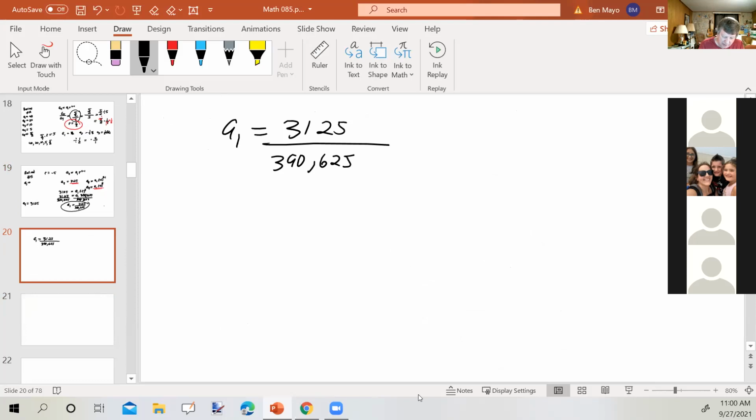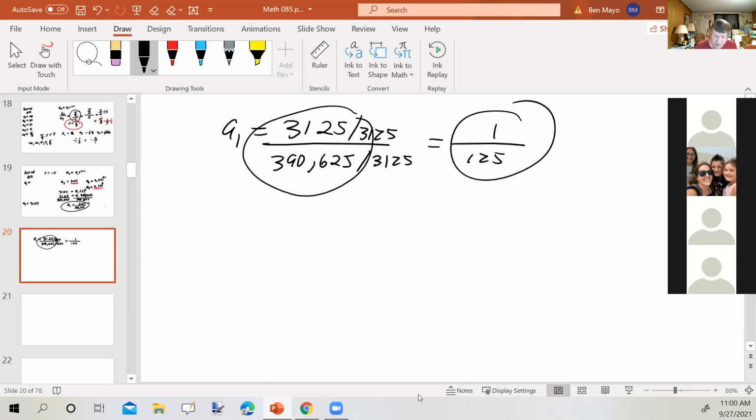So I'm going to take the denominator divided by 3125, and it does. So this divided by that is 125, and the numerator divided by that is 1. So basically, I can reduce that down to that. Now, would WebAssign accept this answer? I don't know. I wouldn't. I'd say you need to reduce it.